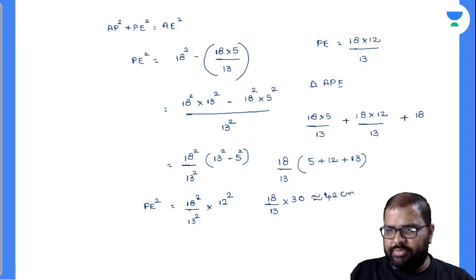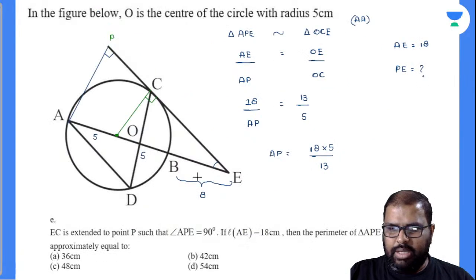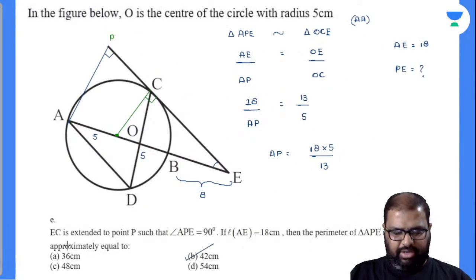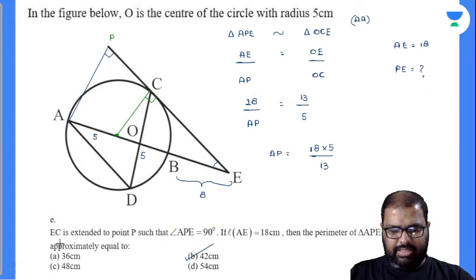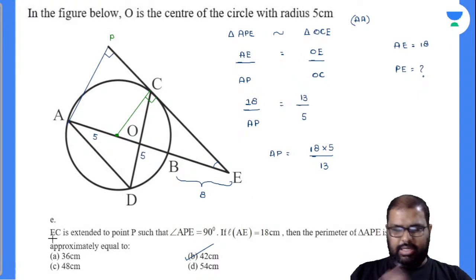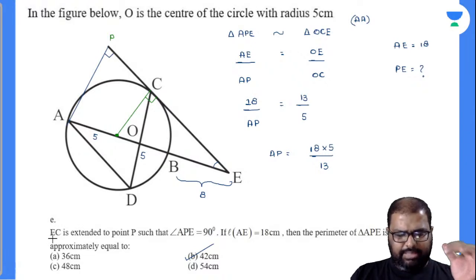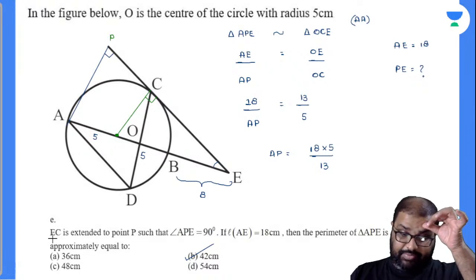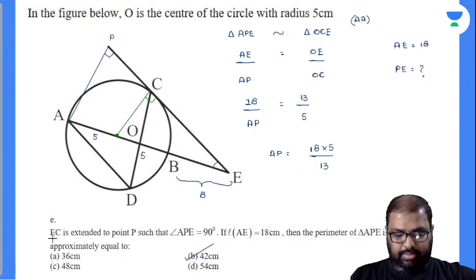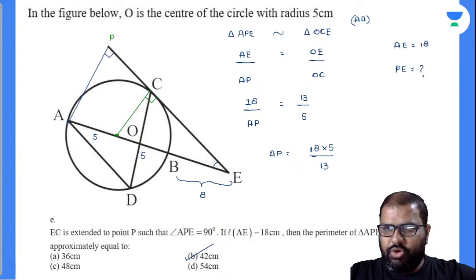Is there any option which satisfies 42? Yes, there is only one option, right? 41.538 something will be the answer there. Approximately your answer will be 42 centimeter. So with simple properties, I am solving the questions, right? Observe the things carefully. I hope I am clear. Shall we go for the next one?